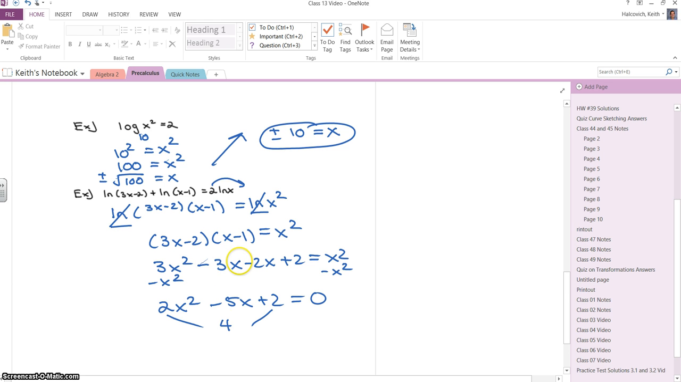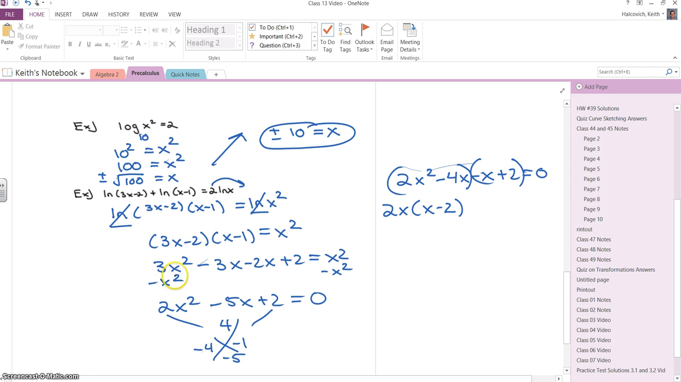Then you have to ask yourself, what are the factors of 4 that add to negative 5? And they are negative 4 and negative 1. So when you factor, you get 2x squared minus 4x minus x plus 2 equals 0. Group the first and the last. Factor out what they have in common. Notice what's in the parentheses is the same, so that's x minus 2. And what's outside is the rest, 2x minus 1. So when you solve this, you get x equals 2 and x equals 1/2.